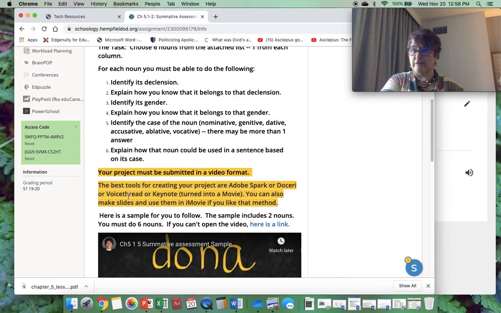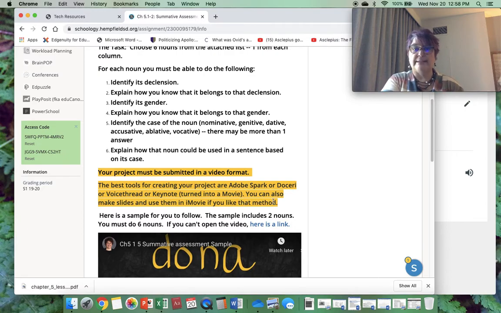You can use VoiceThread if you know how to do that. If you don't, then don't use VoiceThread. You can use Keynote and add voice to that and then turn it into a movie. If you don't know how to do that, then don't do that. You can also, as many of you know how to do, make a slide, put the slide in iMovie, and then add your voices to that. If that's what you know how to do, then do that.